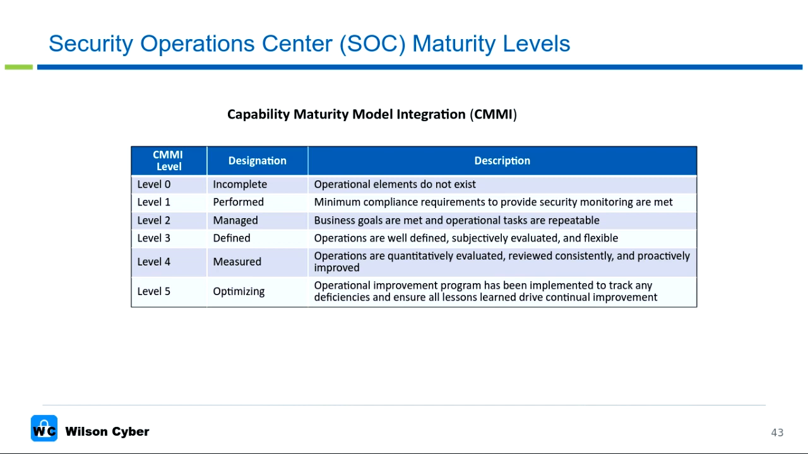There are levels of maturity within SOCs. Level of an integrated SOC. Level 0 is incomplete. Operational elements do not exist. Level 1 is performed. Minimum compliance requirements to provide security monitoring. Level 2 is managed. Business goals are met. Operational tasks are repeatable. Level 3 is defined. Operations are well defined, subjectively evaluated, and flexible. Level 4 is measured. Operations are quantitatively evaluated, reviewed consistently, and proactively improved. And level 5 is optimized. Operational improvement program has been implemented to track any deficiencies, ensure all lessons learned, drive continual improvement.